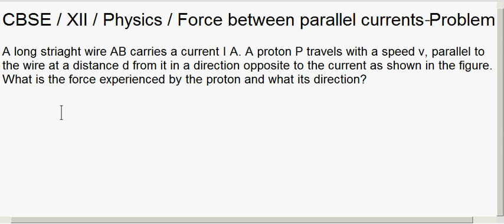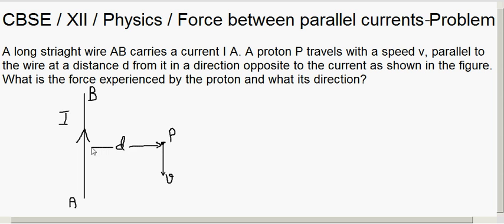First take down the figure also. I, and this is the conductor AB, and the proton is here. This is P, the proton, and it is moving in the opposite direction with velocity v at a distance d from the wire.